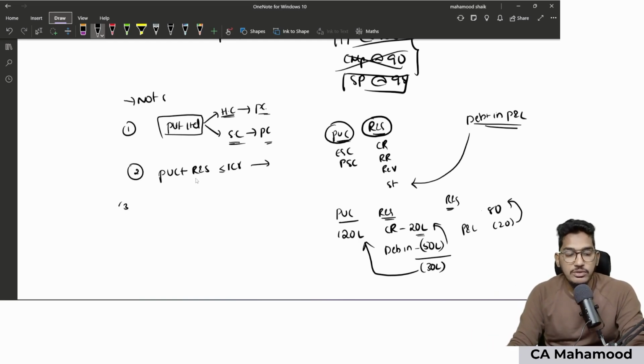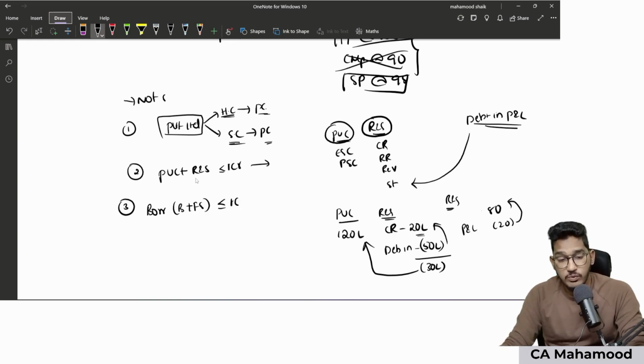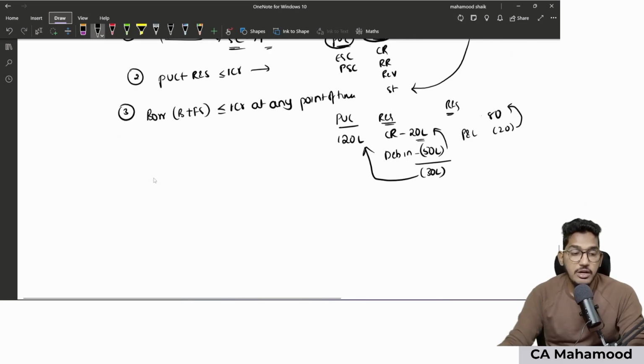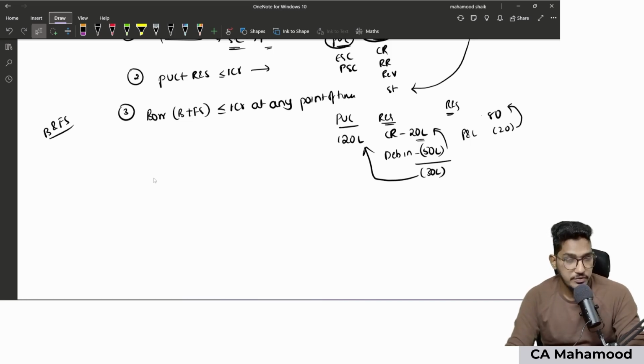Understood? Now coming to the third point, borrowings from banks and financial institutions shall not exceed 1 crore at any point of time during the financial year. Very important thing, at any point of time. Now there are some special points which we need to pay attention to here. Borrowings from only banks and financial institutions are required to be considered. Borrowings from individual persons, all these things will not be considered. Borrowings only from banks and financial institutions will be considered.